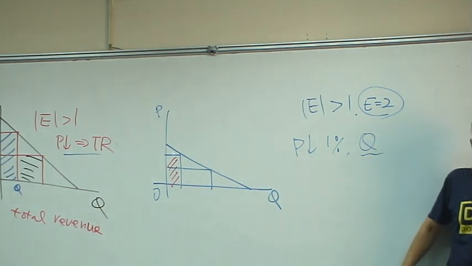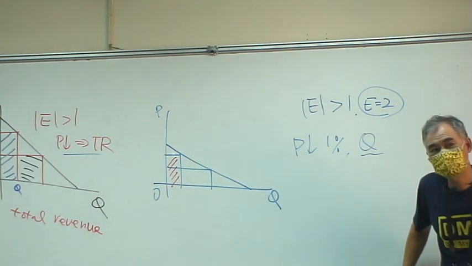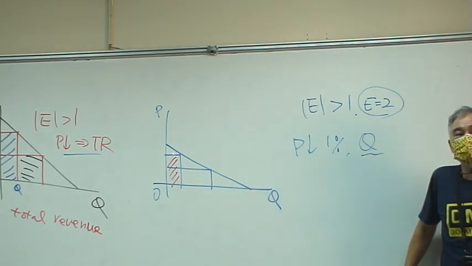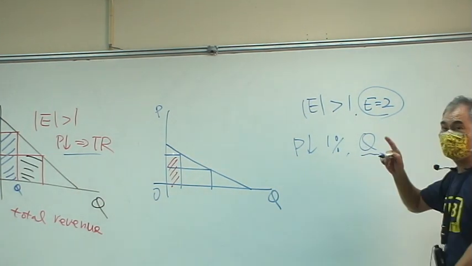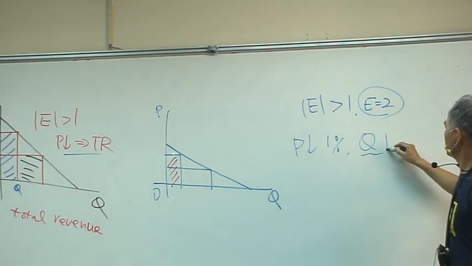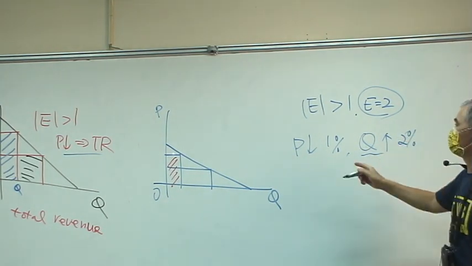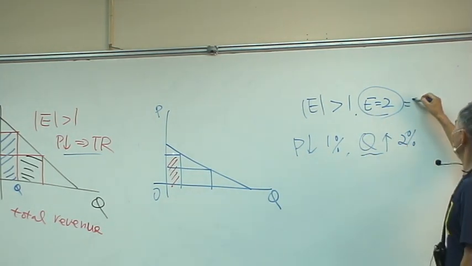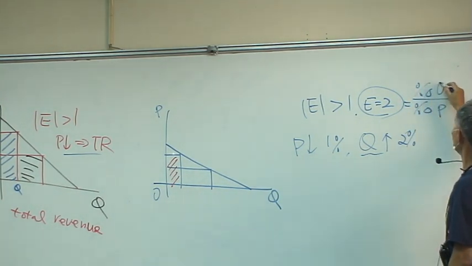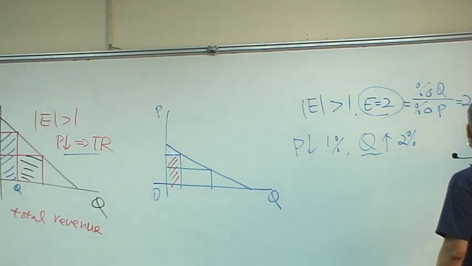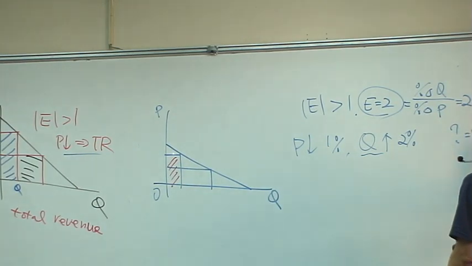The quantity? 2%. 2% increase or decrease? Let me finish this one. So it will increase by 2%, right? Because elasticity is equal to 2, right? Remember what this is? Percentage change in quantity over percentage change in price. And here is equal to 2, right? Here is 1%, and what happened here? So here will be 2%.